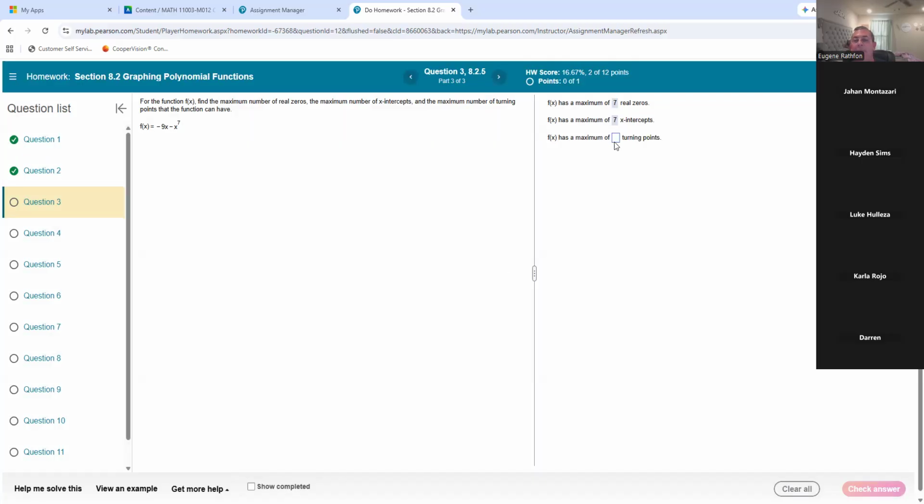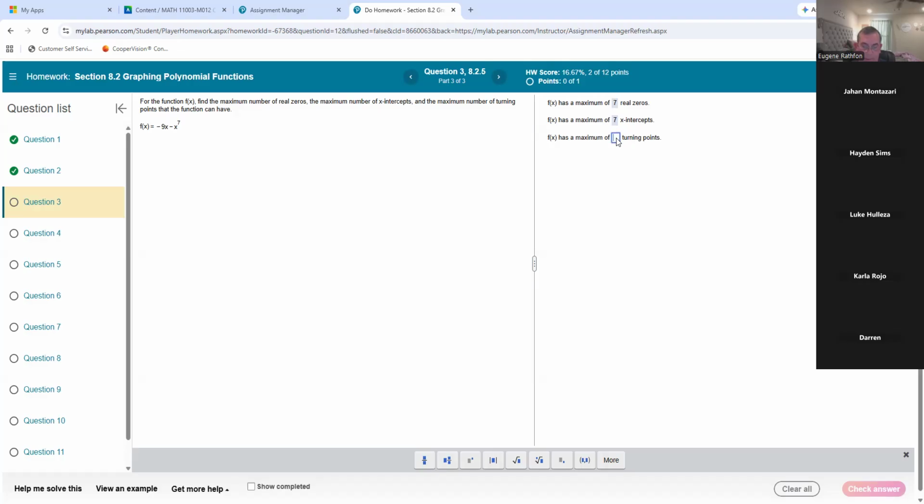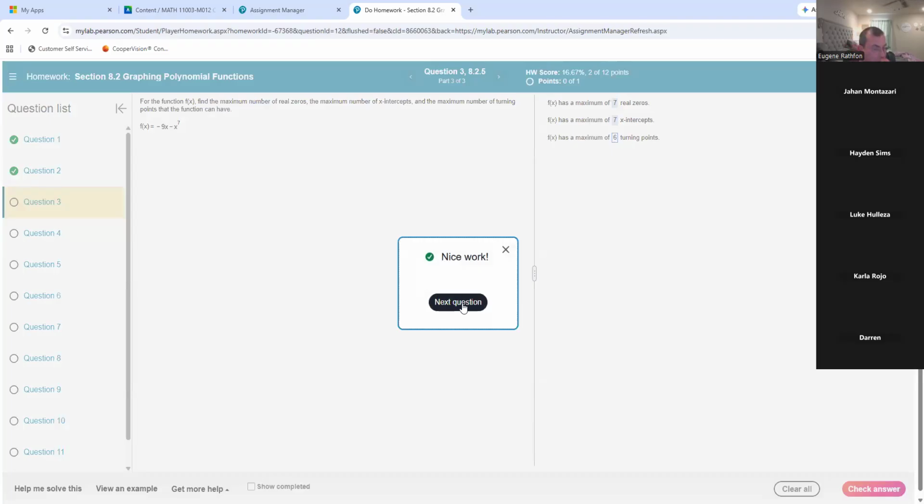And then what are we getting for the maximum turning points? There you go. 7 minus 1 gave us 6. So those questions will always be, the first two will always be the same. Them turning points, subtract 1 and get them, okay?